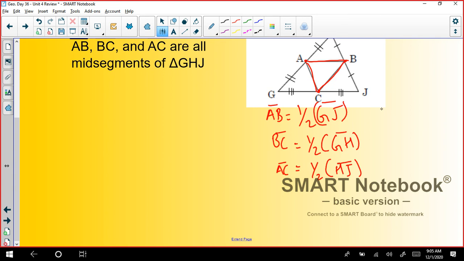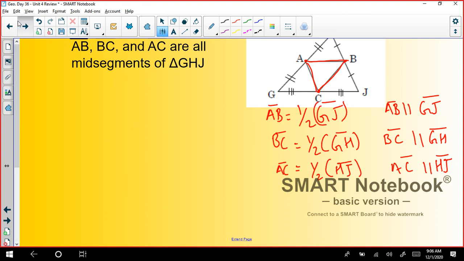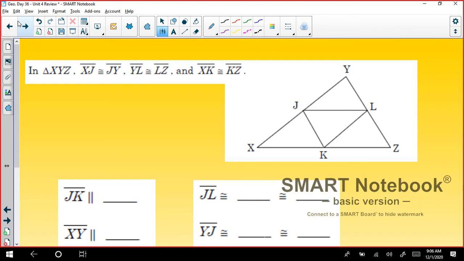Okay, and apart from that, they will also be parallel. AB will be parallel to GJ, and BC will be parallel to GH, and AC will be parallel to HJ. Okay, this is what we can derive from the mid segment theorem if you apply it on this particular triangle. Okay, let's see a few problems in the next slide.